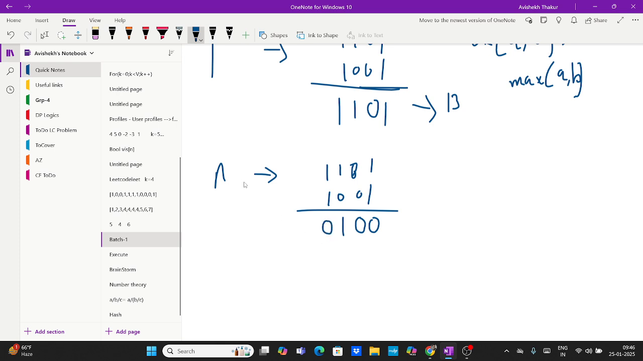Is it fine with bitwise XOR or do you want me to explain more? Got it. Okay, so we don't have any relationship on this, but this is the bitwise XOR operator.